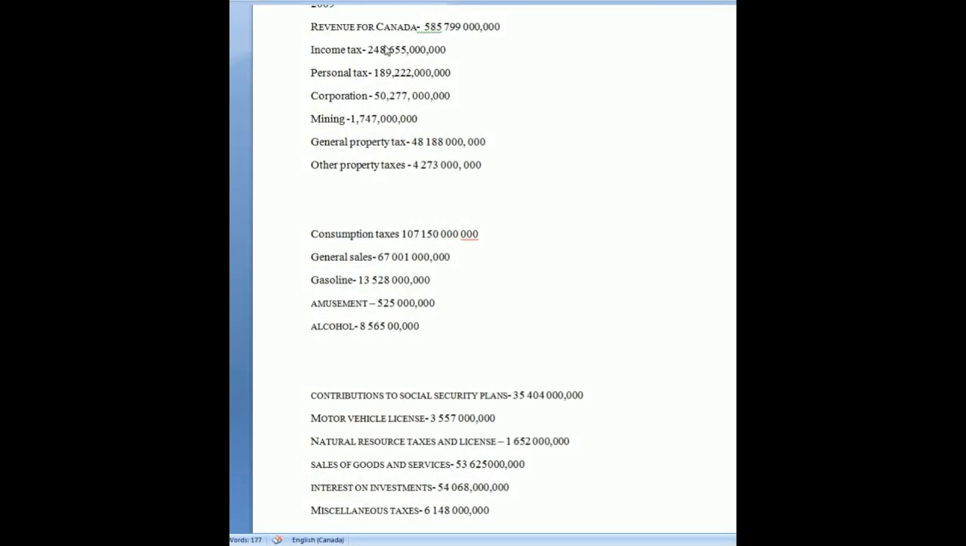So look at these numbers. The revenue for Canada, $585 billion for 2009. Now, $248 billion of that came from income tax. And the rest of all this is generated how? Off of us, off of you and me, through consumption taxes, such as sales taxes and gasoline taxes, alcohol taxes, such as contributions to Social Security plans, when they make you make a contribution when you fill out your income tax at the end of the year, such as motor vehicle licenses, such as sales of goods and services, interest on investments. That's not so bad.